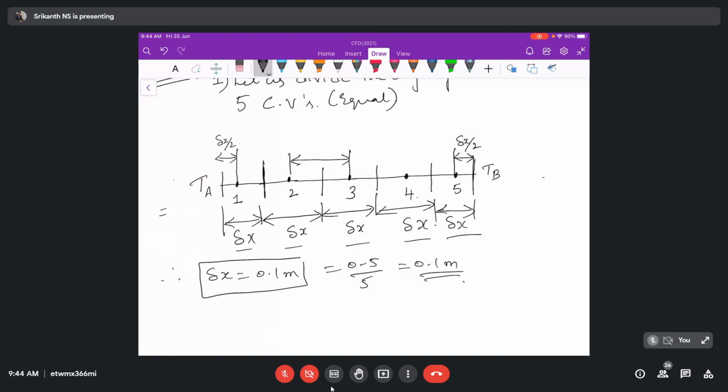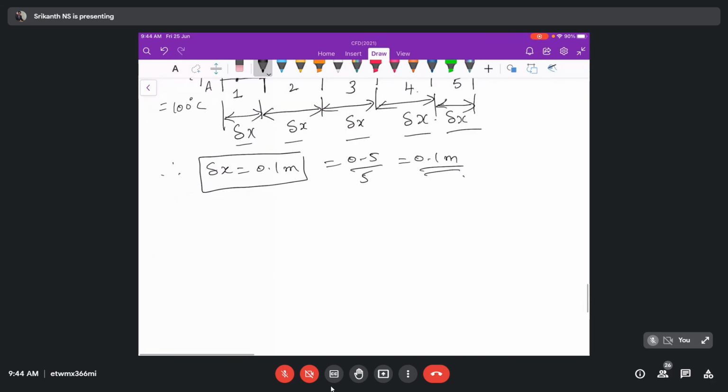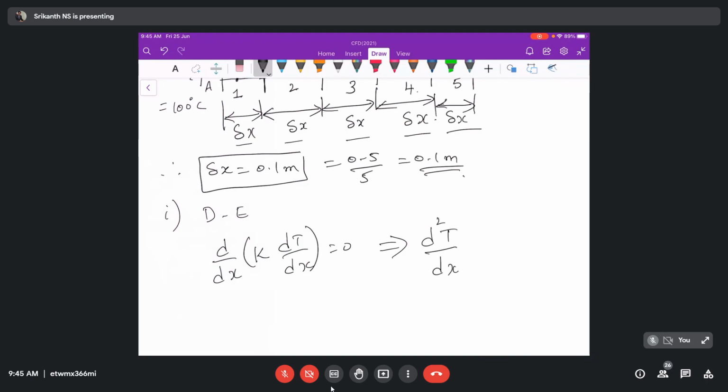Here TA is 100 and TB is 500. What is our next step? The differential equation. So what is the steady state one-dimensional heat conduction equation? We write d by dx of k into dT by dx equal to 0. This is source-free heat conduction, so it is nothing but k into d square T by dx square equal to 0. You can call this equation 1.